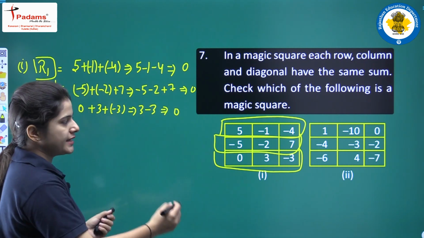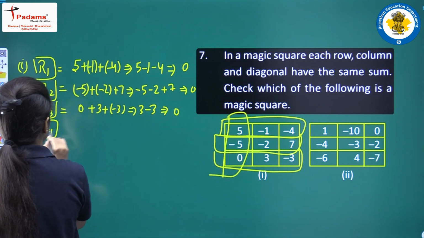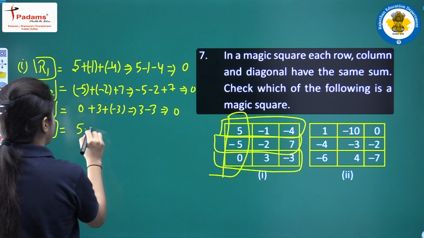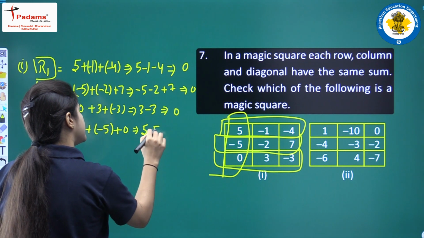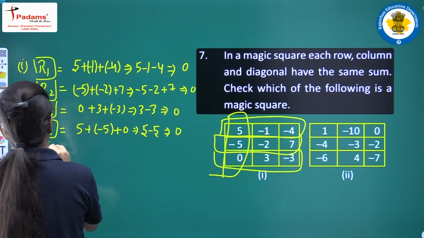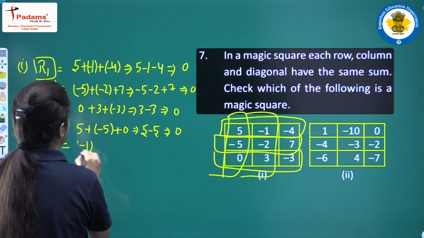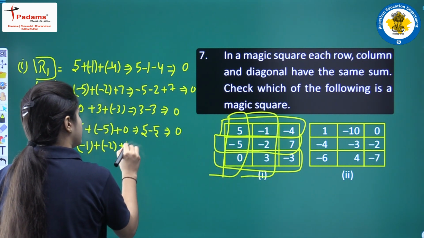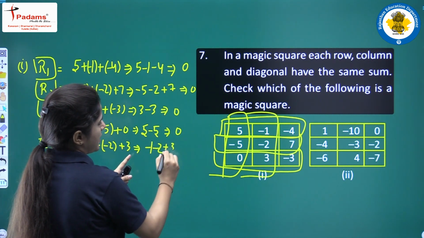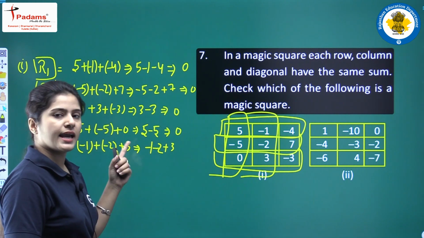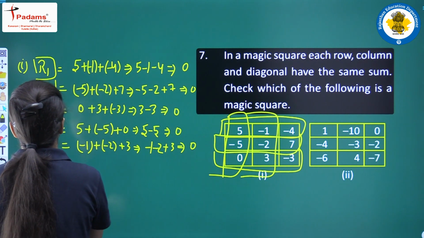Now we will find the sum of the columns. Column 1: 5 plus minus 5 plus 0. 5 minus 5 is equal to 0. Now column 2: minus 1 plus minus 2 plus 3. Minus 1 plus minus is minus 2, plus 3. Minus 1 minus 2 is equal to minus 3, and minus 3 plus 3 is equal to 0. Now students, column 3.